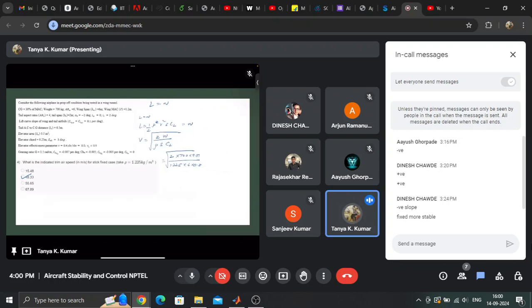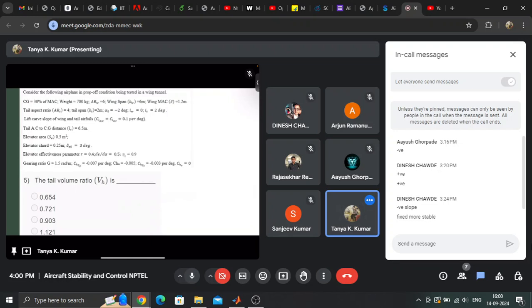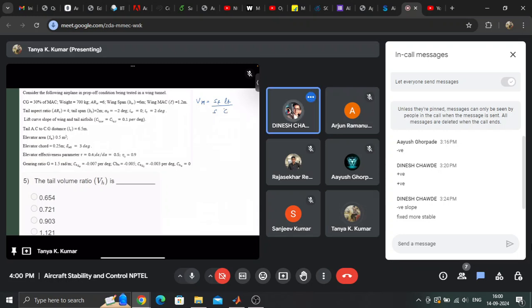So let's go to the next question. So this is just the formula I've used. The tail volume ratio VH is. So VH formula was ST LT by S C bar. Okay.